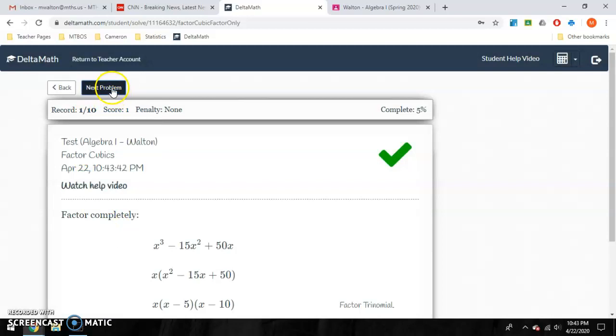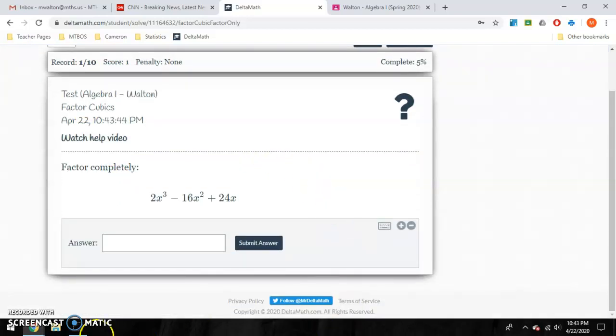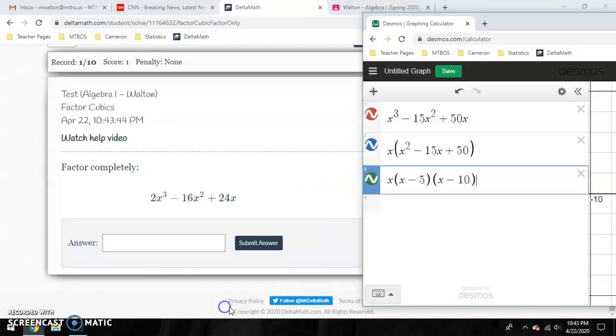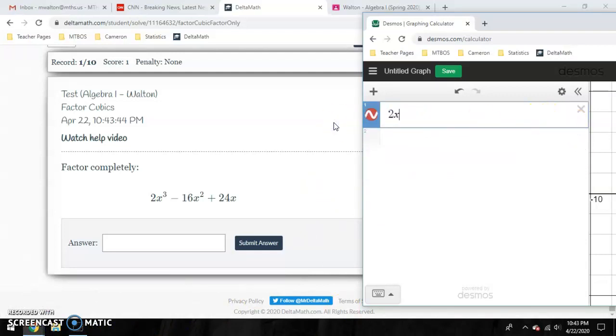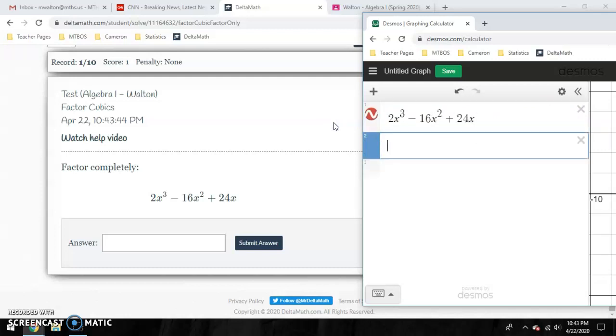Let's go ahead and do one more together. Here is what I see in this problem: 2x cubed minus 16x squared plus 24x. First off, these are in descending order: x cubed, x squared, x. And this time I actually see two things that I can factor out. I can divide all of them by 2, and I can also divide every single one of them by an x.